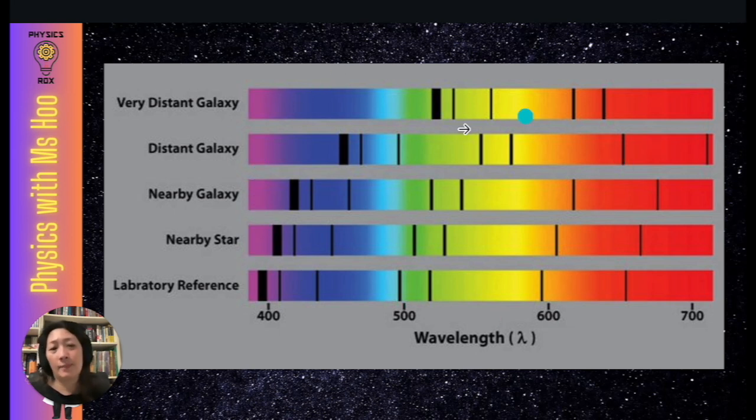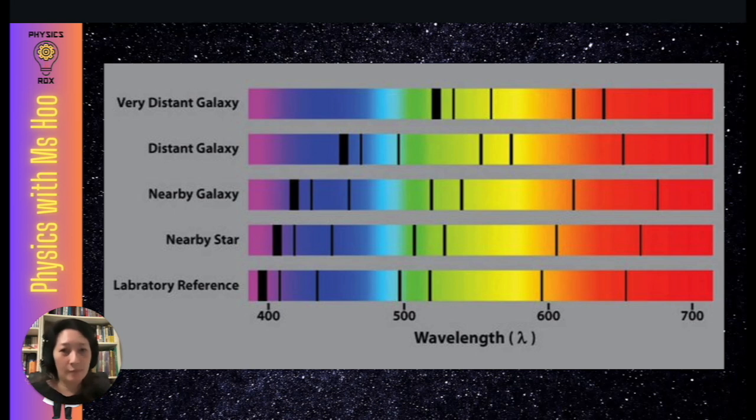When you look at all these spectra, you'll find that all the black bands tend to have the same pattern, which means that actually they all have the same kind of element. The only difference is the position of these black bands on the spectrum. That's why we always compare them against the lab reference. So you'll find that the further away the star or the galaxy is from us, the more these spectral lines have redshifted. And what this tells us is that the stars and galaxies are all moving away from us, proving that the universe is continuing its expansion.